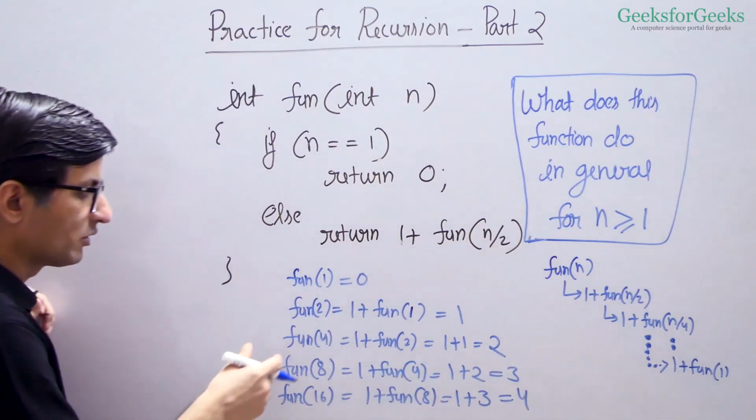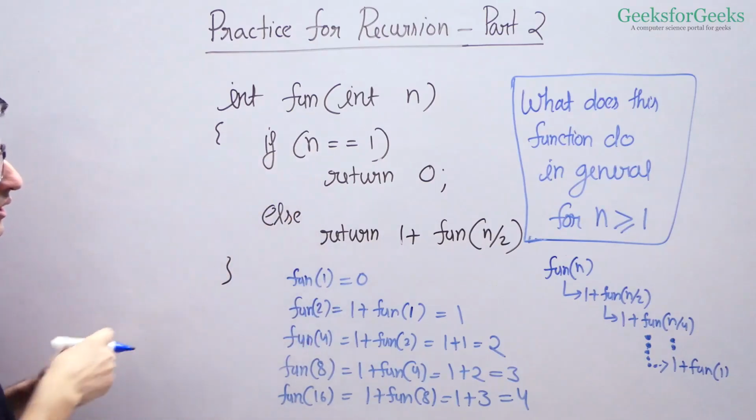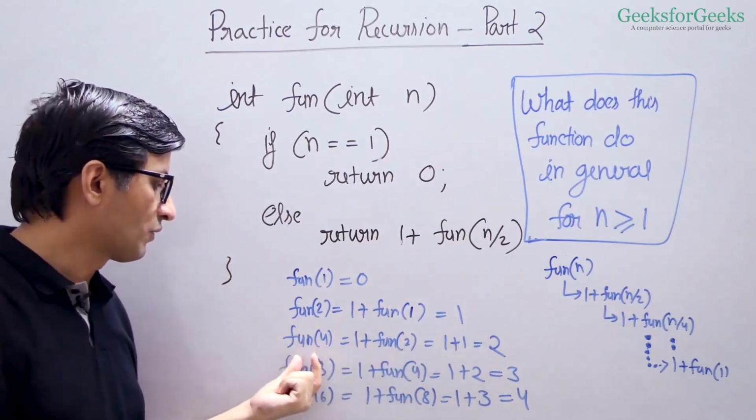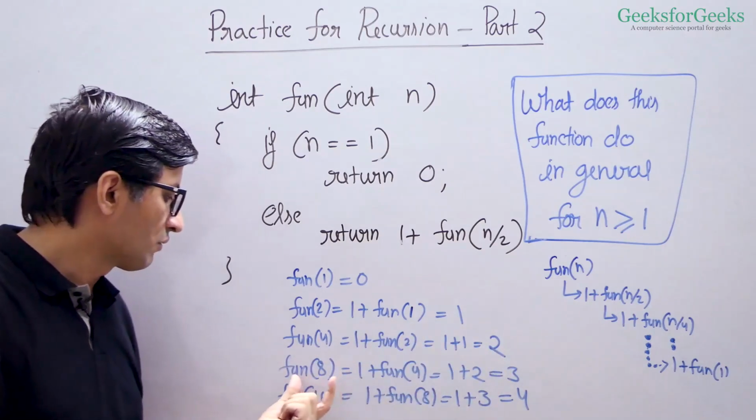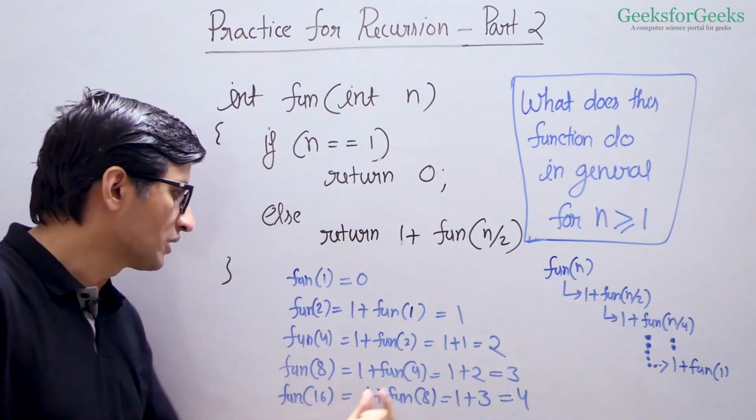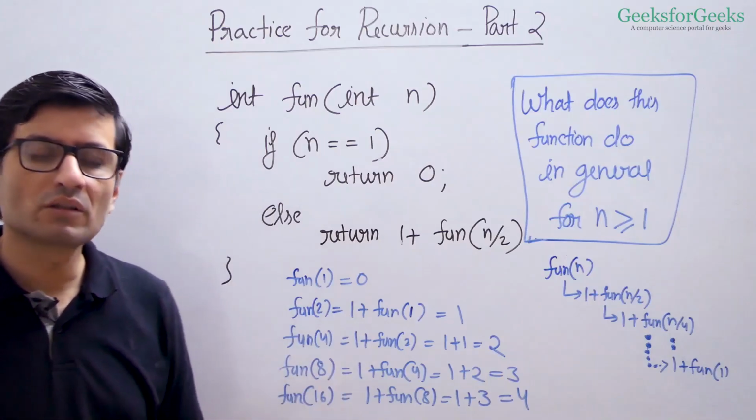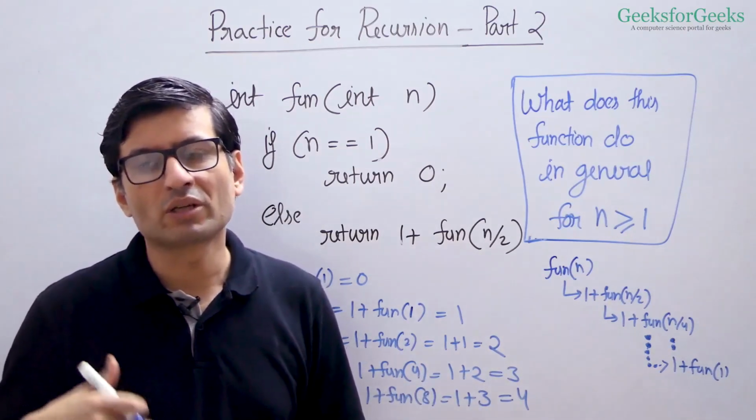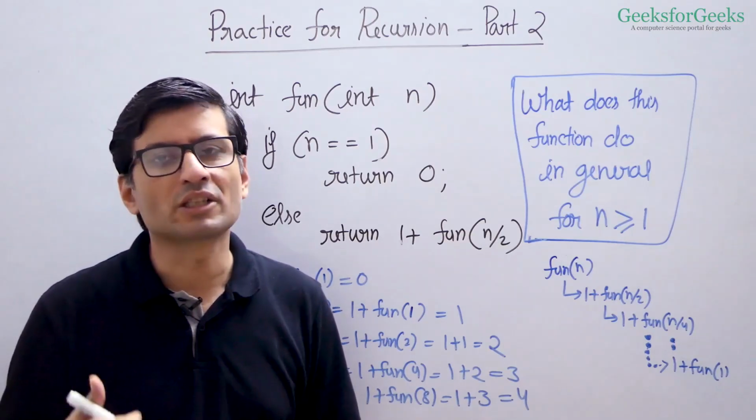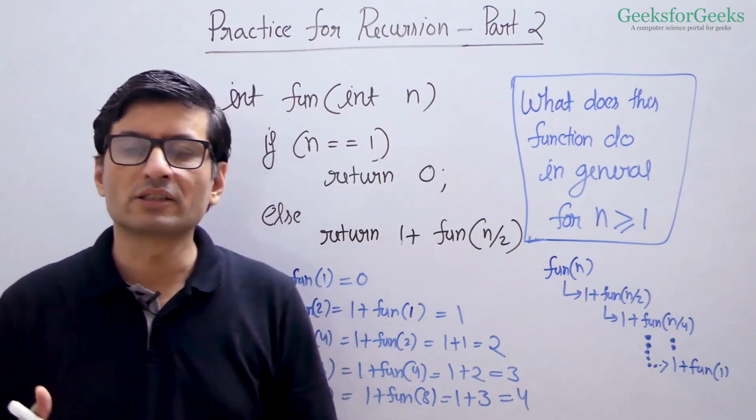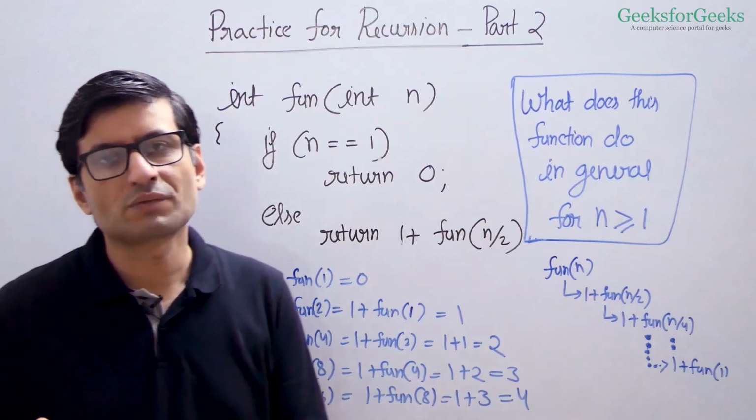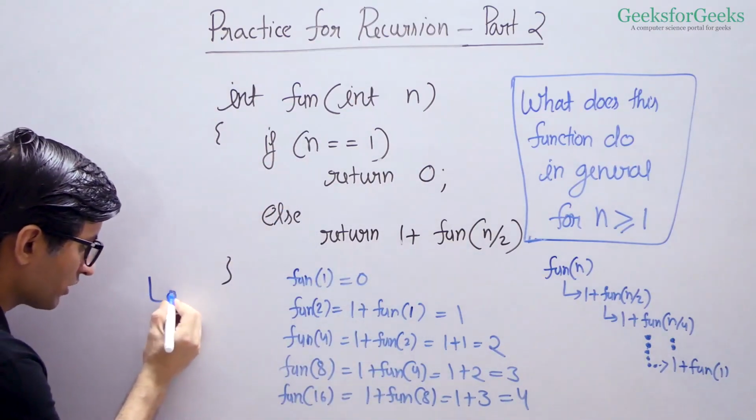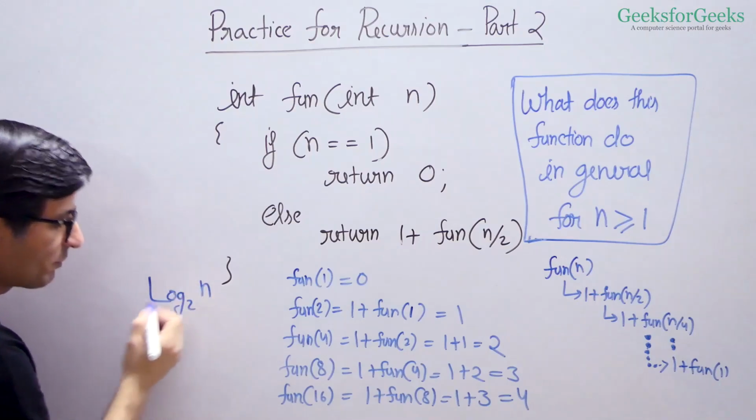Let's now see different values. Fun1 is 0, base case. Fun2 is 1 plus fun1, which is 1 plus 0, which is 1. Fun4 is 2. Fun8 is 3. Fun16 is 4. Fun32 will be 4 plus 1, 5. So when we are multiplying our input by 2, our result is being incremented by 1. And this is the nature of log. So this function returns log base 2 of n when n is a power of 2, right?